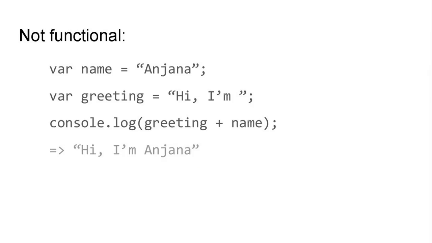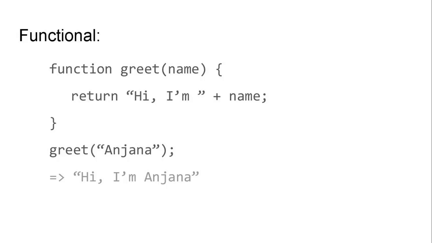So, for example, this would be a non-functional way for me to get the text, "Hi, I'm Anjana," to appear on the screen. I could assign a variable, I call it name, and have it store the text Anjana. I could have a greeting like "Hi, I'm," or "Hello, I'm," whatever, and then I could log that to the console. This is an imperative style. First do this, then do that, then do this other thing. We don't have functions here. We're not expressing this in terms of how inputs are transformed into outputs.